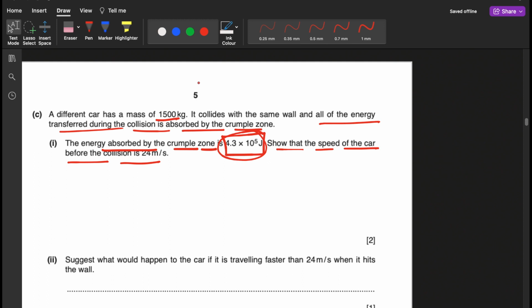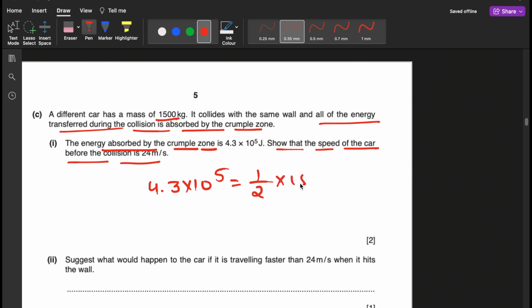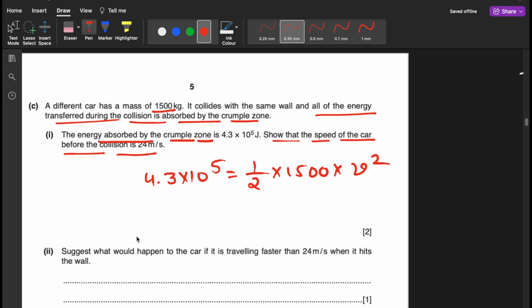Okay, so let me equate them. Just write 4.3 into 10 to the power 5 is equal to 1 by 2 m v square. The mass is already given, so 1500 into v square. Solve it yourself and let me know the answer.